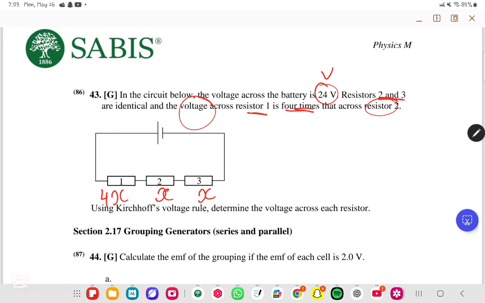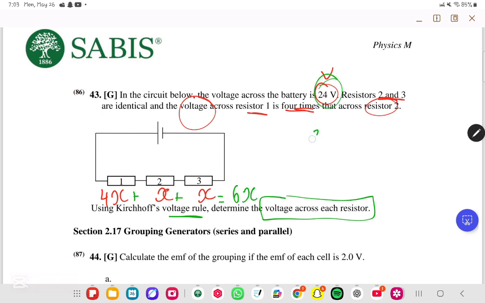They said using Kirchhoff's voltage rule, determine the voltage across each resistor. What is Kirchhoff's voltage rule? It states that the sum of potential difference in series is equal to potential difference across the whole branch. Or basically, if it is in series, then the voltage is additive or it's distributed among the resistors. So in this case, I prefer you would add them all to get 6x.